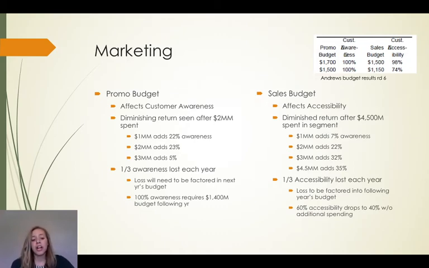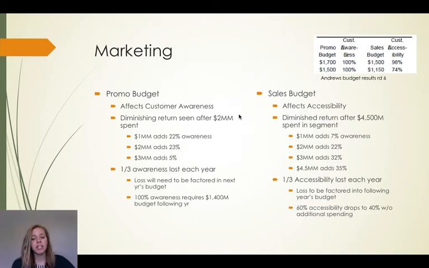And a third of the awareness was lost each year. So this always had to be factored into the next year's budget. So for instance, if you had a 100% awareness, it required a $1.4 million budget the following year to maintain that 100% awareness.